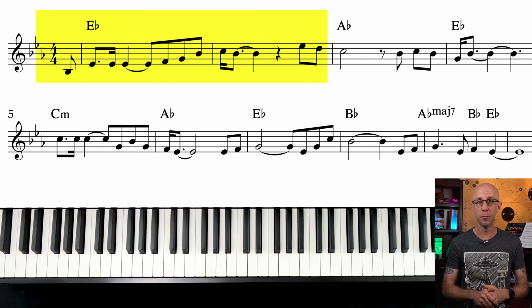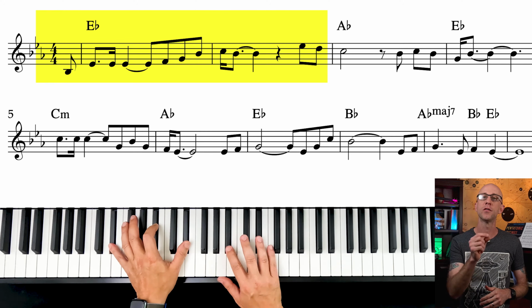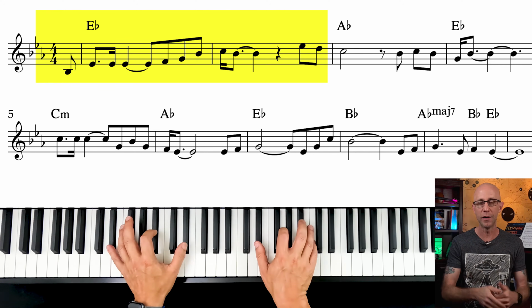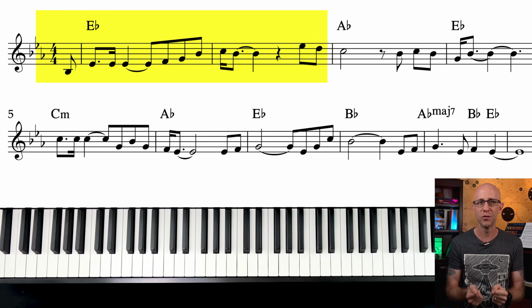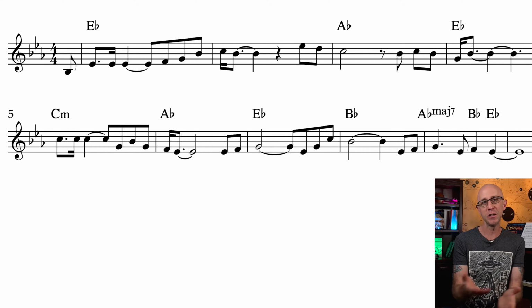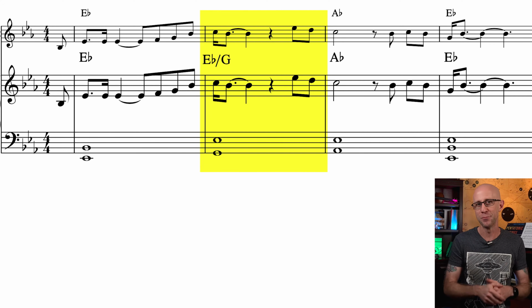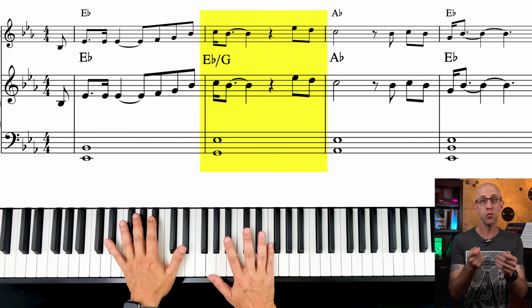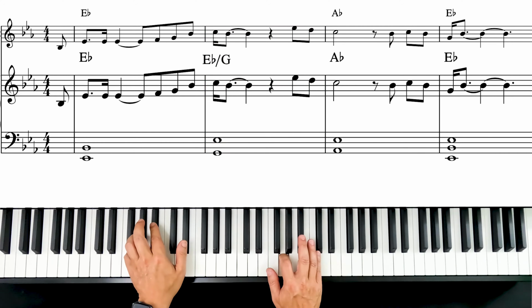So our first reharm is going to be in measure 2. When you have a chord that repeats across several measures, like this E flat right here, we should always consider introducing new colors to the harmonic progression. So let's just change the E flat into an E flat over G. We're just adding color, playing the 1 chord in first inversion. This is going to create nice movement in the bass, and we're approaching the A flat in measure 3 chromatically from below.